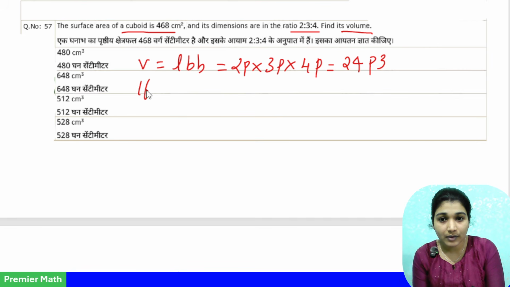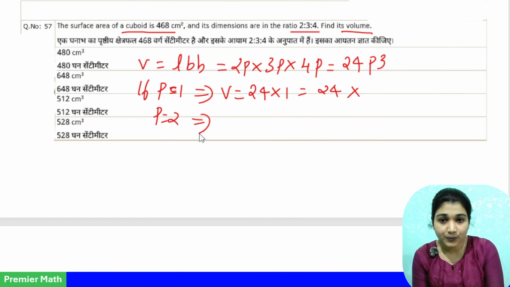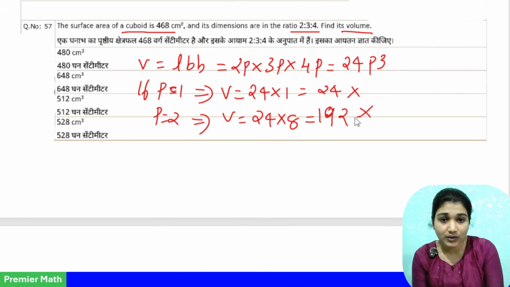Now, if I'm assuming P as 1, then we can do option verification here. Then volume is equal to 24 into 1 cube. That is 24, not in the option. If P is equal to 2, volume is equal to 24 into 2 cube, which is 8, which is equal to 8 into 20, 160, 8 into 4, 32. So 192, not in the option.